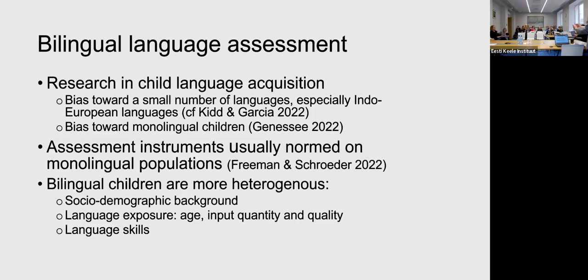So this leads to assessment instruments, instruments assessing language development in children, also being biased towards monolingual populations. And this is a problem in various ways. Bilingual children are more heterogeneous. They come at language learning with a bigger variety of socio-demographic background factors. Their language exposure, if we're looking at one of their languages, their skills in one of their languages, their language exposure is different, a different length of time. It may have begun at different ages.